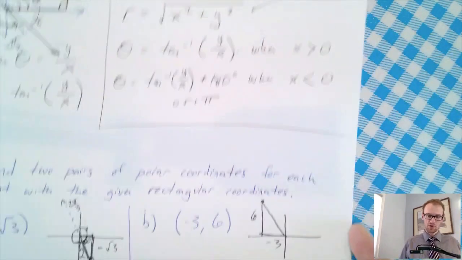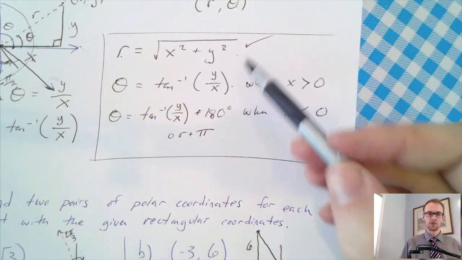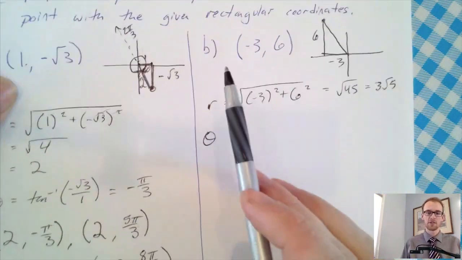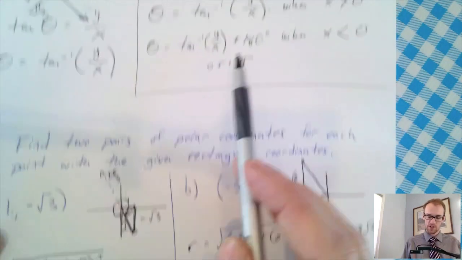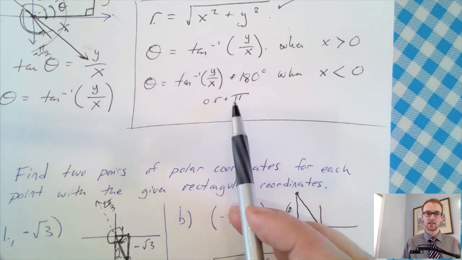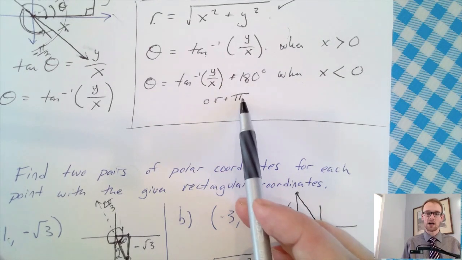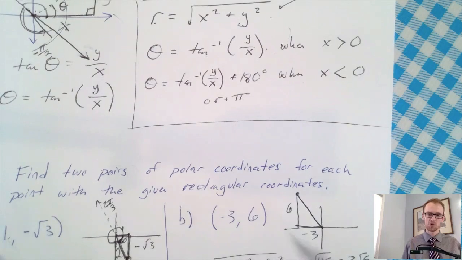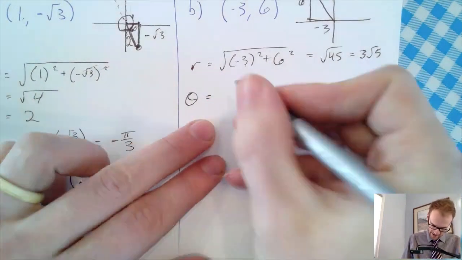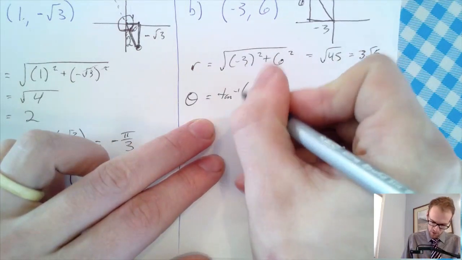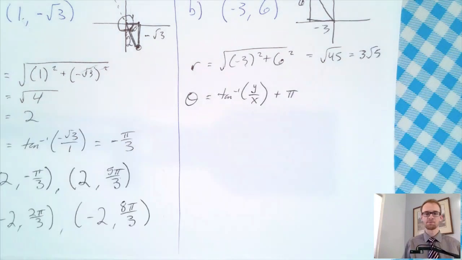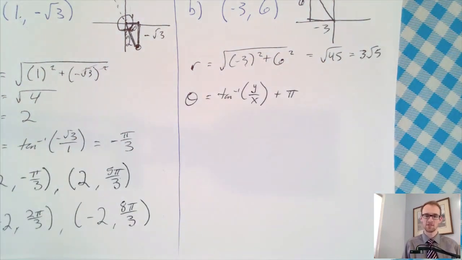Now let's find theta. Do I use the first formula or the second formula? Well, x is less than 0 because I have a negative 3 x value. So when we do the inverse tangent of y over x, we've got to add pi radians. We're going to use radians because we weren't told to do it in degrees. So theta equals inverse tangent of y over x plus pi, since x was less than 0.